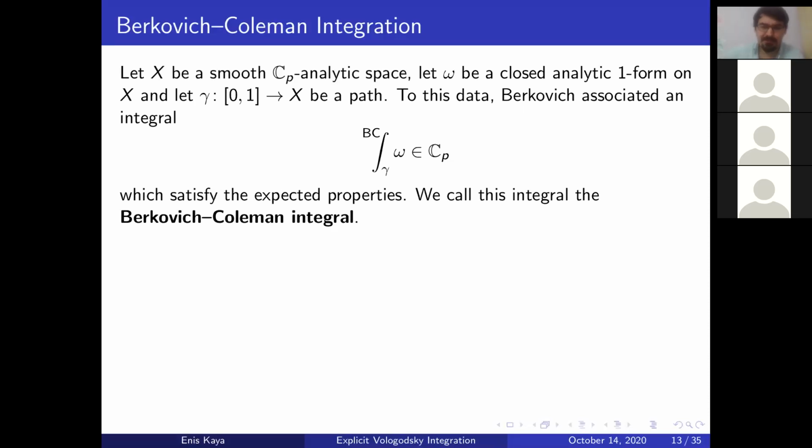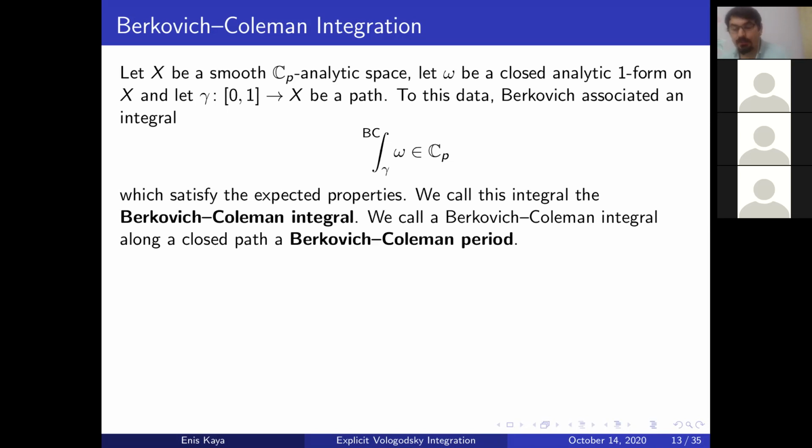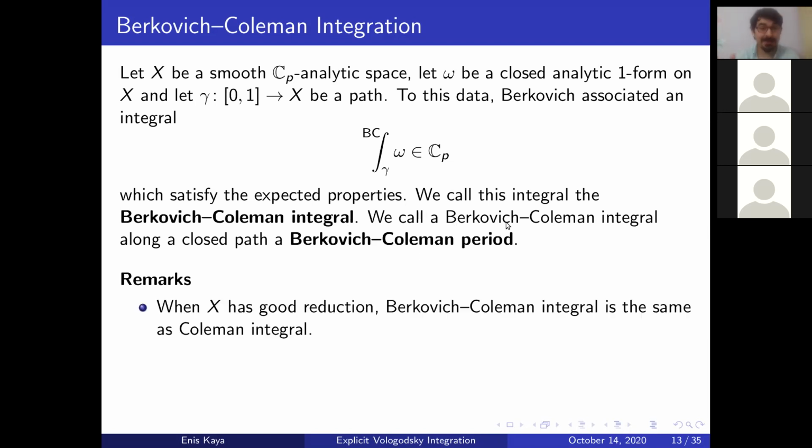I didn't invent this name. I just follow some other people. And if the path is a closed path, if it's a loop, I will call the corresponding Berkovich-Coleman integral a Berkovich-Coleman period. So what are the properties of this? Again, if X has good reduction, the Berkovich-Coleman integral is the same as the Coleman integral. In other words, the Berkovich-Coleman integral is another generalization of the Coleman integral. And another thing, which is very, very important for us and is not true for Vologodsky integration: the Berkovich-Coleman integral is local.